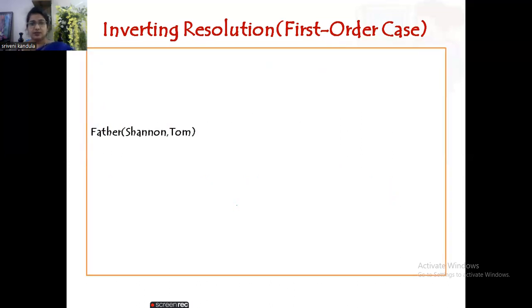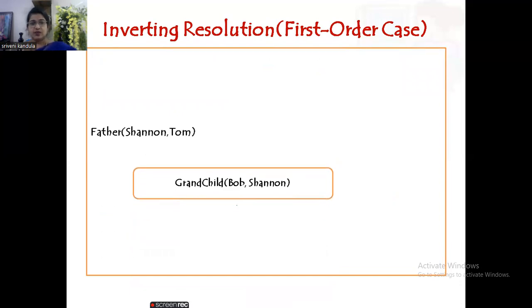Let's come here. This father of Shannon comma Tom, this I am taking as my C1, and this I have taken as my C. Here I have only a single clause, only one literal. So this only I should take as C1, and the same thing I should take as L1. Then what should I do? From C1, I have to remove this L1 as per the formula. So this will become null. And then I have to take a substitution also, theta 1. Let's take this as phi or empty.